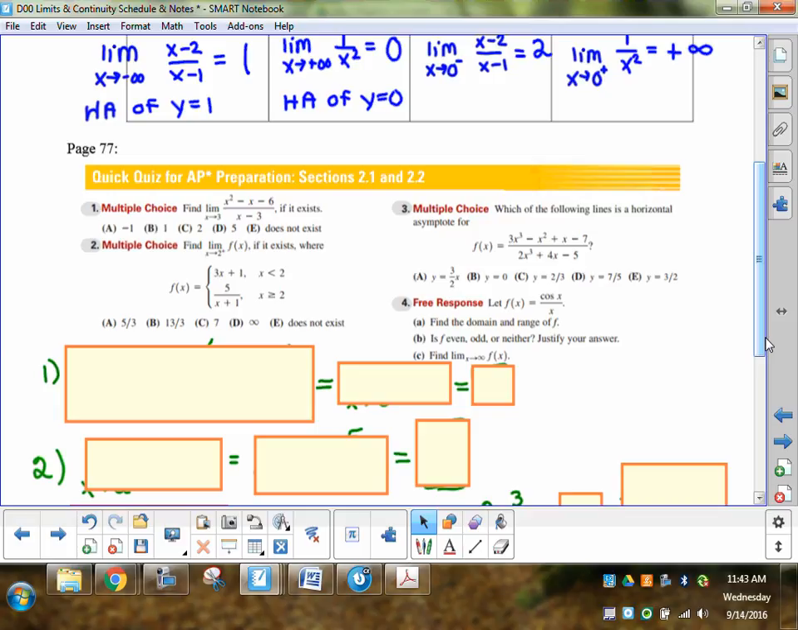Looking at what we have for the first question, we need to find the limit if this exists. Oh, let's do this as well. Take your calculators, please, and set them down. You don't turn them over. You don't need your calculators to do these.